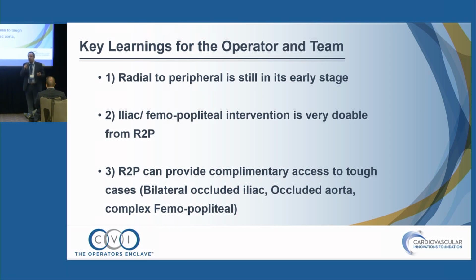So what we learned from this, we're really in the early age of radial to peripheral. I think we're maybe where we were 15 years ago when we did radial to coronary. The iliac and femoral popliteal intervention is very doable. This is our preference right now for any iliac or femoral popliteal, unless there's an old stent there. And radial to peripheral can actually provide you a complementary access for pedal access. So you can put your catheter there, take images, then do all your procedure through pedal.